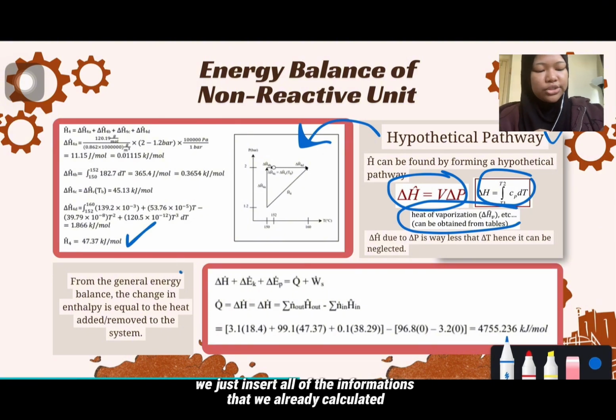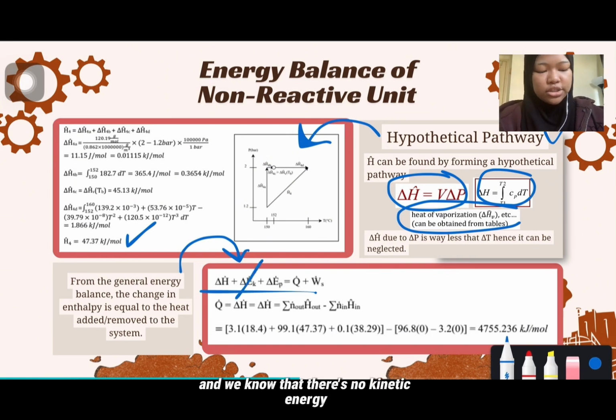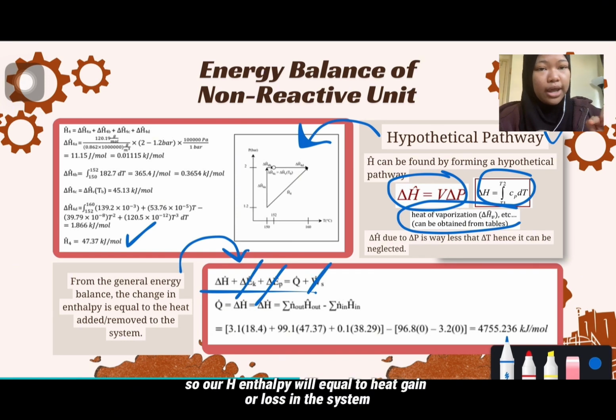After that, we just insert all of the information that we already calculated into the general energy balance, and we know that there's no kinetic energy, no potential energy, and no shaft work done. So our enthalpy change, ΔH, will equal the heat gain or loss in the system.